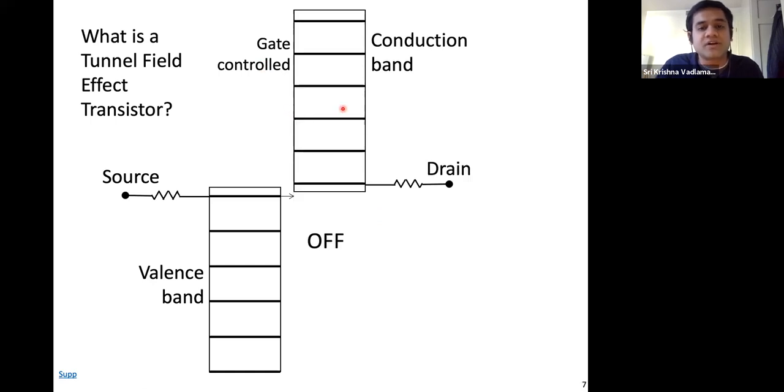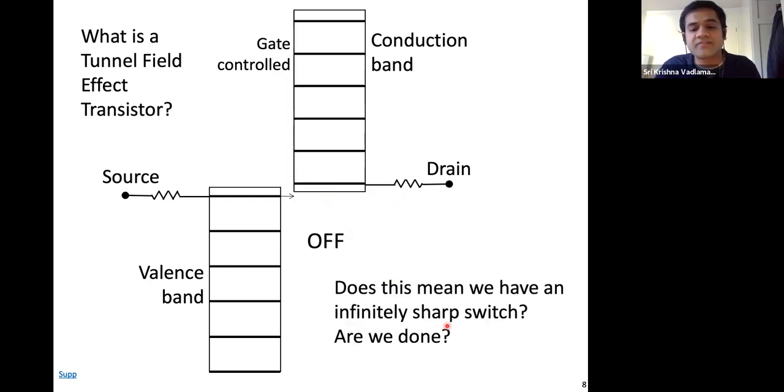So to turn it off, you just apply a gate voltage. The energy levels get pulled apart, and there's no longer any energy conservation, and that's it. We are in the off state. There's no current flow. So is it that simple? Do we have an infinitely sharp switch which turns off on the application of a very small voltage?